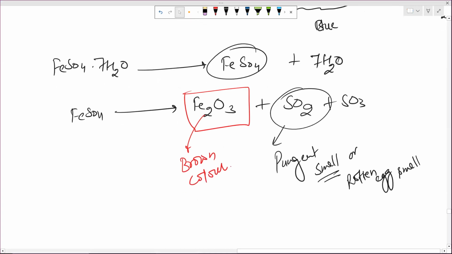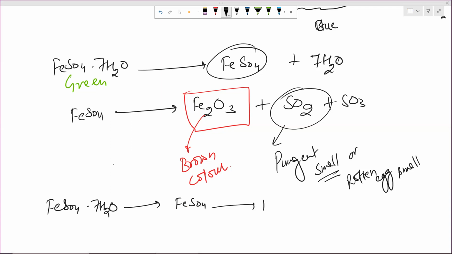Okay, so if I heat the ferrous sulfate, its color first changes from green to colorless, and then to brown. So FeSO4·7H2O first changes to only FeSO4, and when you further heat it, it will change to Fe2O3. This color is green, this color is transparent, and this color is brown. Note it down.